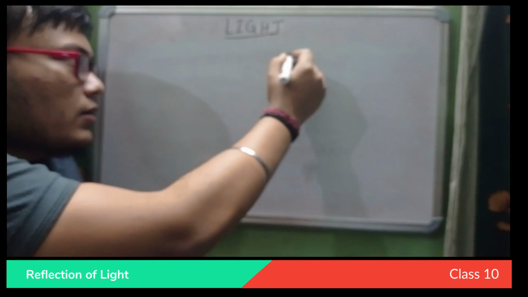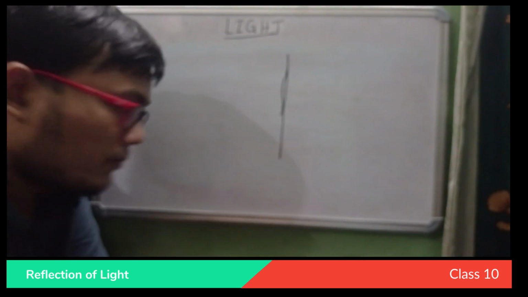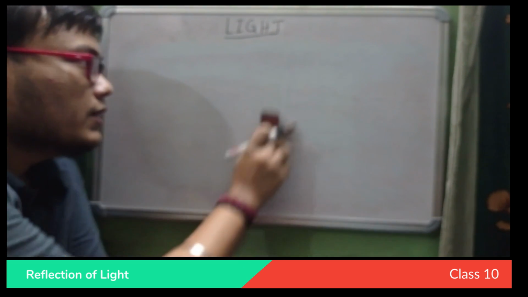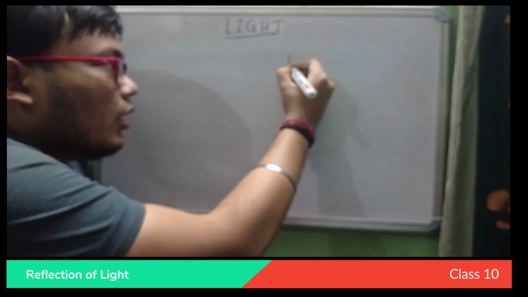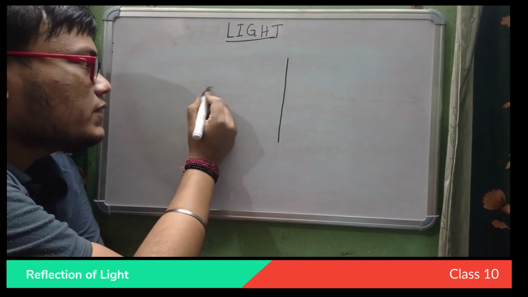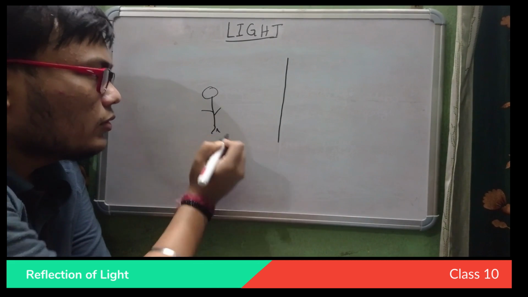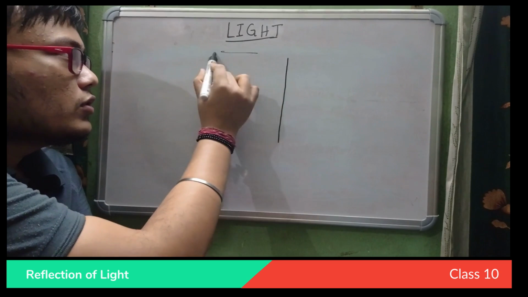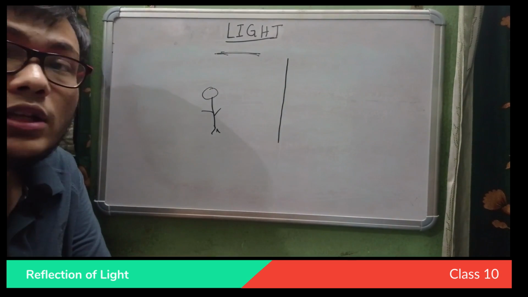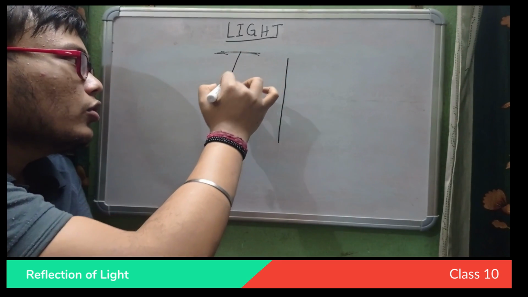Let's say this is a mirror and you are standing in front of it. Let's say this is a source of light. It may be a tube light or anything. Light rays fall on you.